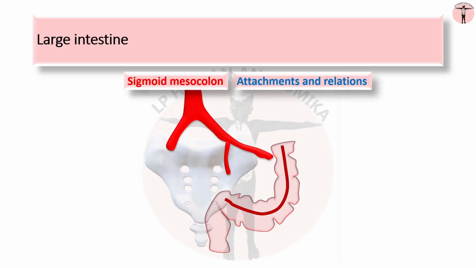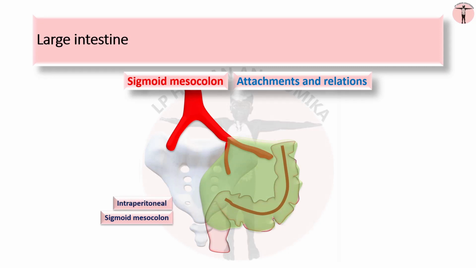Sigmoid mesocolon. Sigmoid colon is suspended from the pelvic wall by a large peritoneal fold called the sigmoid mesocolon. Hence, the sigmoid colon is intraperitoneal. The sigmoid mesocolon has an inverted V-shaped attachment called the root of the sigmoid mesocolon. It has left and right limbs.